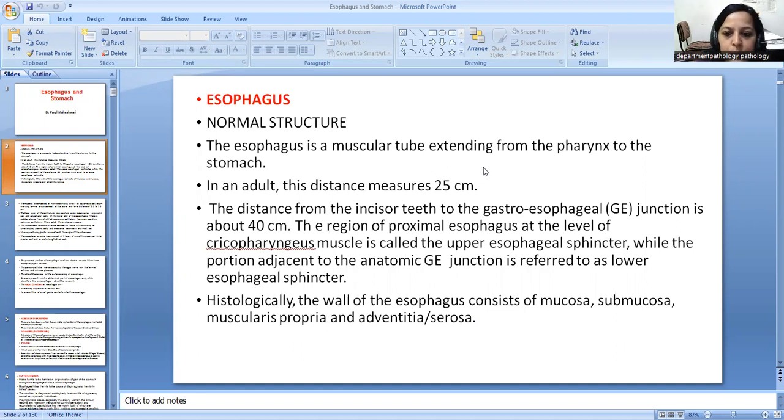The region of the proximal esophagus at the level of the cricopharyngeus muscle is called the upper esophageal sphincter, while the portion adjacent to the anatomical GE junction is referred to as the lower esophageal sphincter. Histologically, the wall of the esophagus consists of mucosa, submucosa, muscularis propria, and adventitia, also known as serosa.